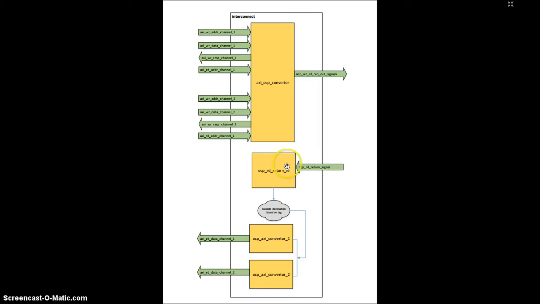So this module, the OCP read return front end, will just pack all the maximum 16 data packets and give it as a single packet, and that packet will be saved in two different FIFOs in these two modules. These two modules are again the same, instantiated twice in the top module. Now we will go through the implementation details of the OCP to AXA converter.